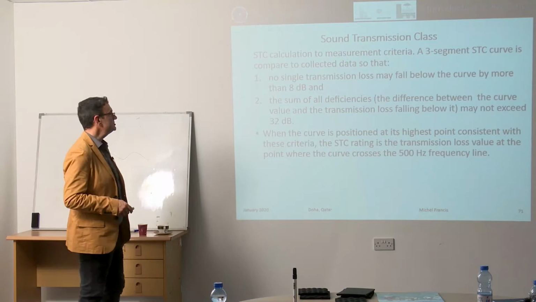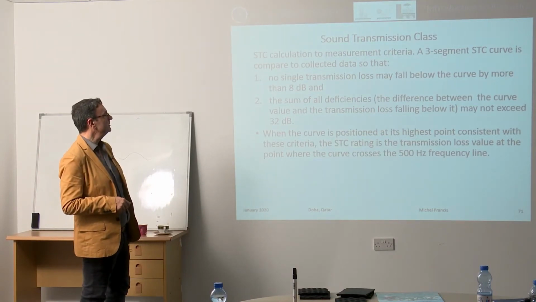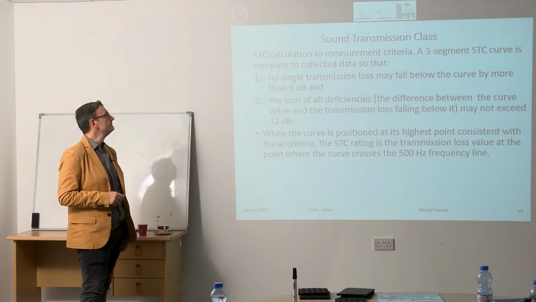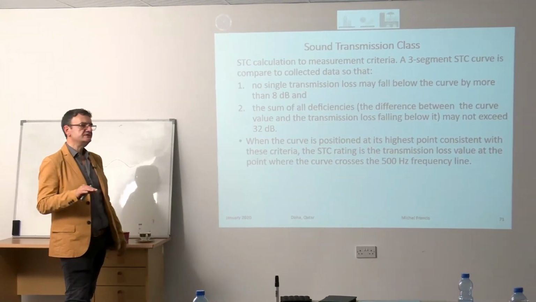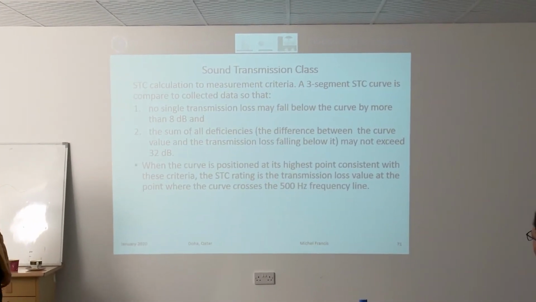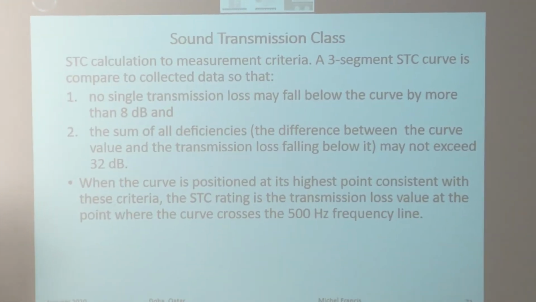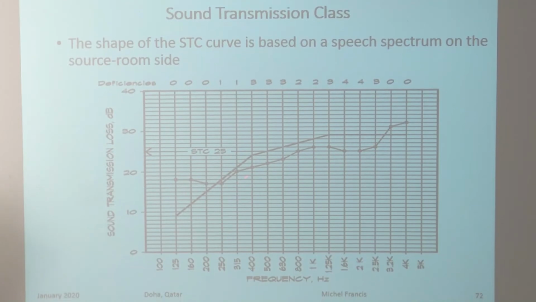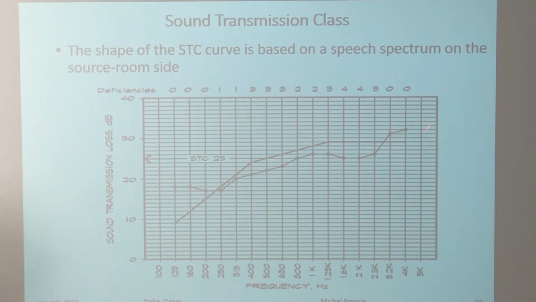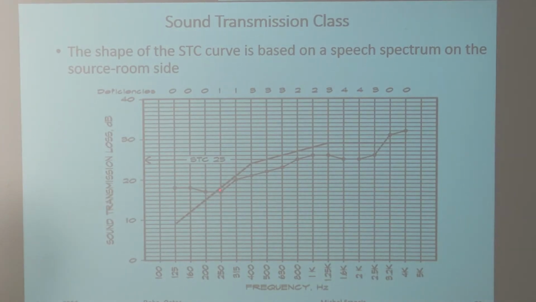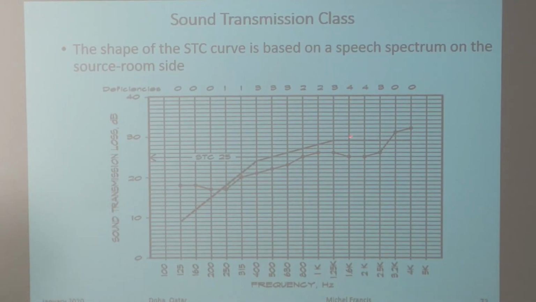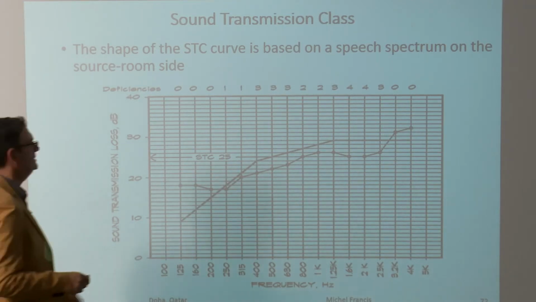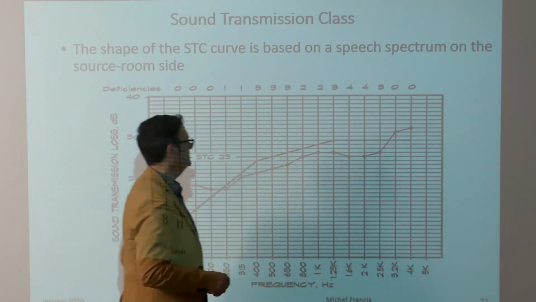You take some measurements, and the measurements should satisfy two conditions. No single transmission loss may fall below the curve by more than 8 decibels, and all the deficiencies below the curve should not add up to more than 32 decibels. When you overlay your curve like that, these two conditions should be satisfied. If you add up here, 1, 2, 3, 4, 5, 6, they are not going to be more than 32 decibels. And any one deficiency by itself is not more than 8 decibels. So what is the biggest one? I think this one. That's exactly 8 decibels.